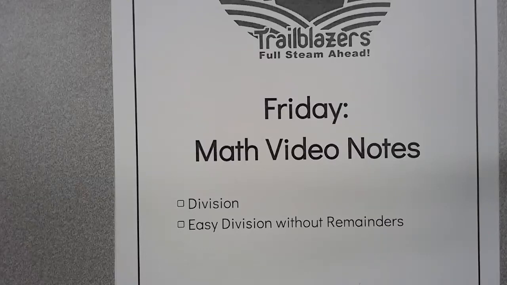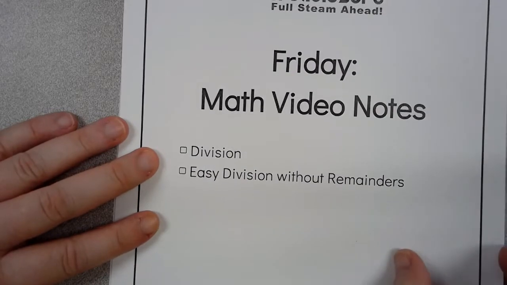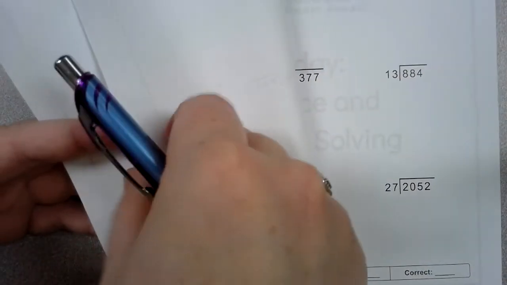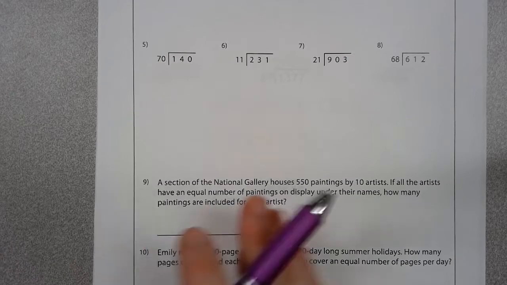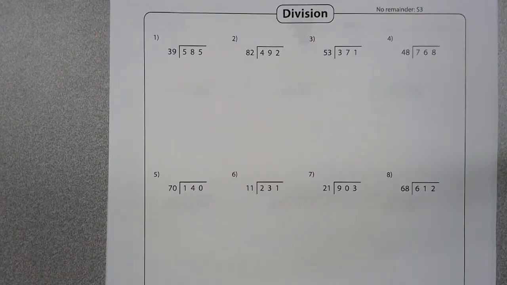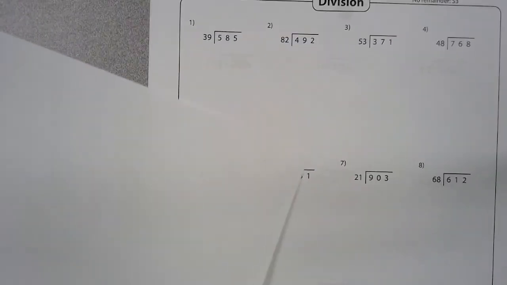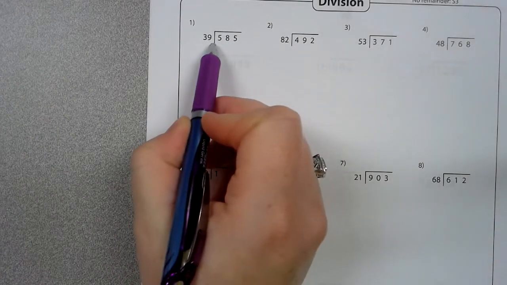Guys, so this is Friday's math notes. So today we're going to be working with division and easy division without remainders. I can turn the page. All right, so we are still working with double digits. Now, remember, when we talk about double digits, it's nothing to be afraid of. It's just one extra step that we have to take, and we're going to be fine. So I do have an extra piece of paper, which is my scratch paper, because I'm going to be using it to help me work my problems out.